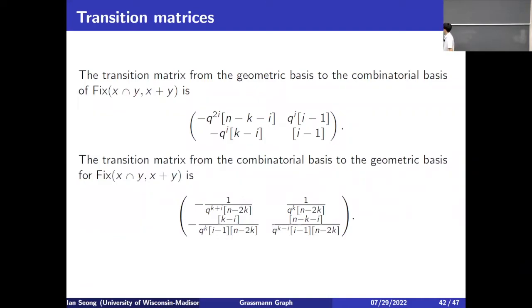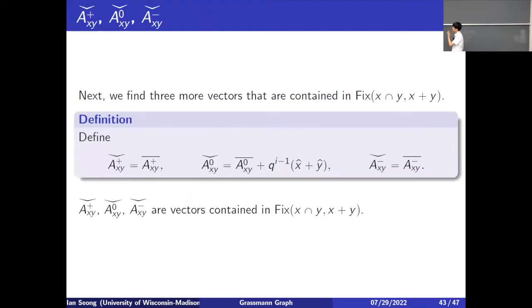All right, so these are the 2x2 transition matrices between the geometric basis and the combinatorial basis. As you can see, this looks much neater and much nicer than the original transition matrices that we looked at for just fixed x, y. So this is going to be an important tool that's going to help me out. All right, so just for the sake of completion, we're going to define axy plus, axy not, axy minus checks. And again, these are also going to help me sometime in the future.